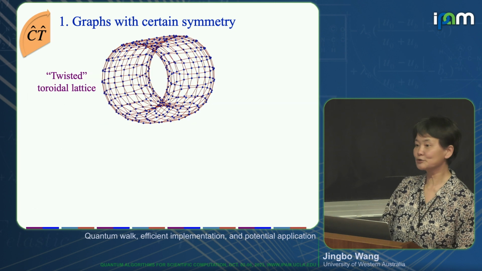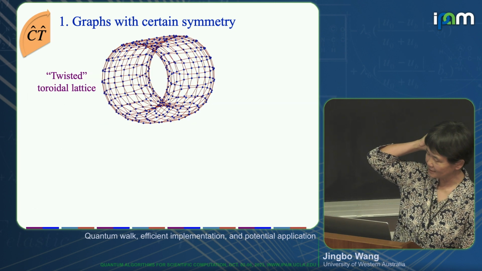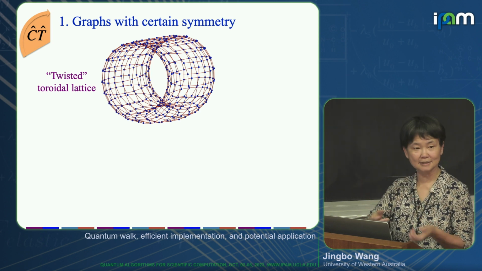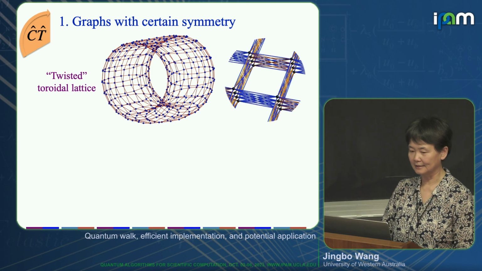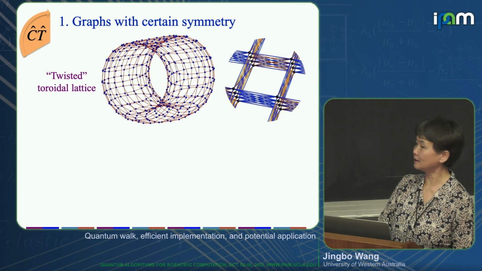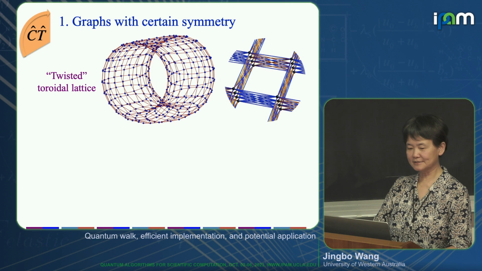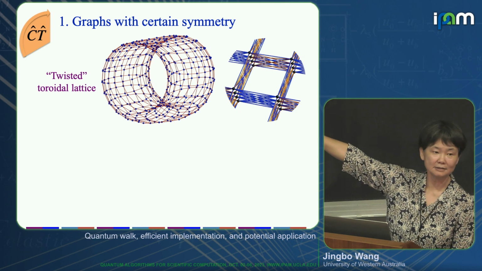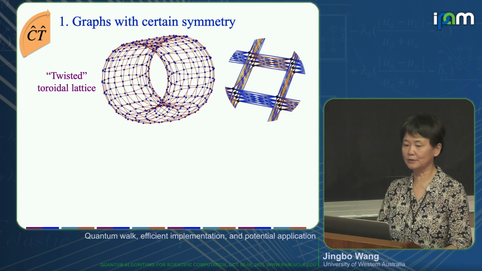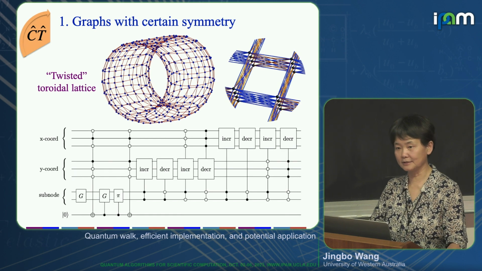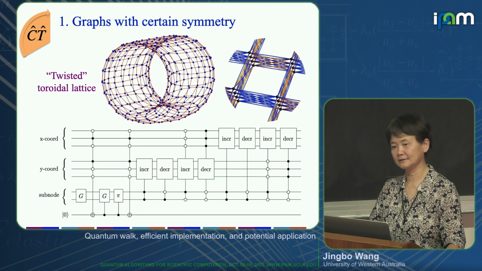And then he pushed it further, the same student, and this looks really strange: a twisted torus lattice. And I was told this has applications in string theory or something. So we look at this. Each node is actually as complicated as the one I show on the right. And the graph, the quantum circuit, is not that much more complicated.